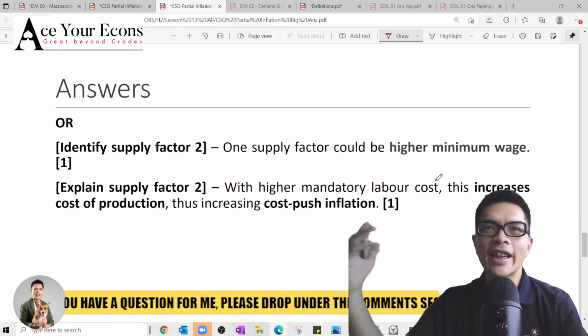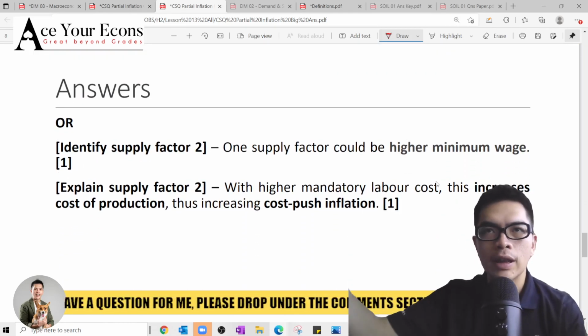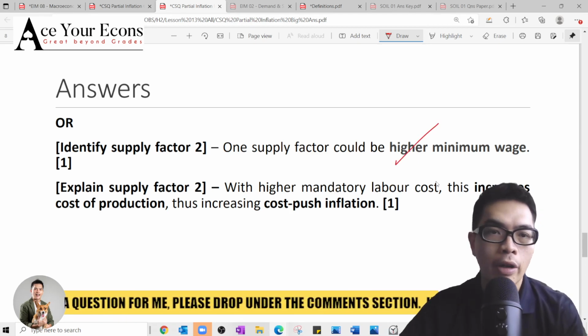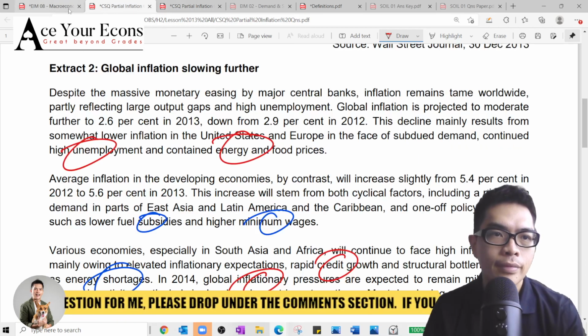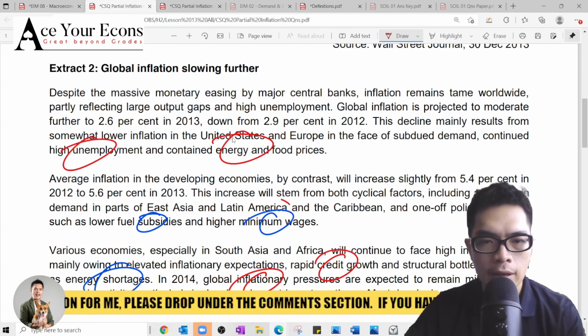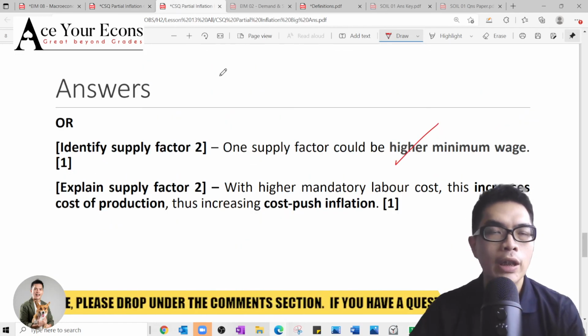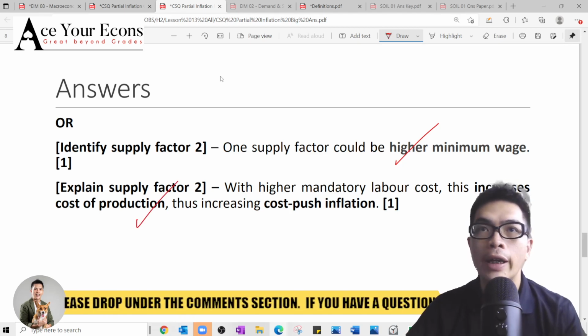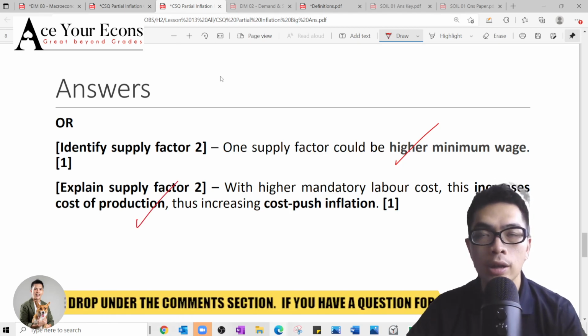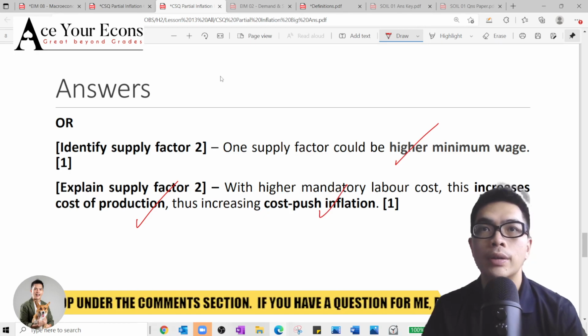The second keyword that was used earlier on is the minimum wage. We have used that earlier on, and you can also consider this. This is a duplicated point. You can illustrate this as labor costs going up and higher cost of production, cost push inflation.